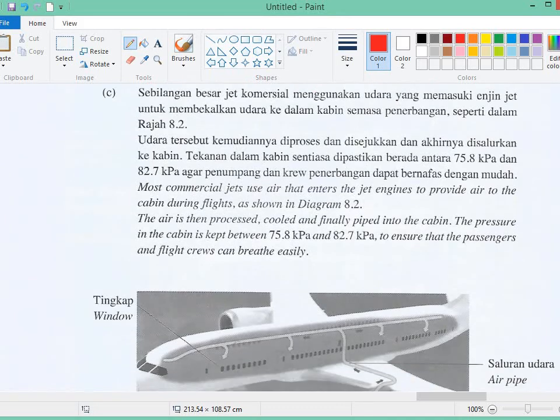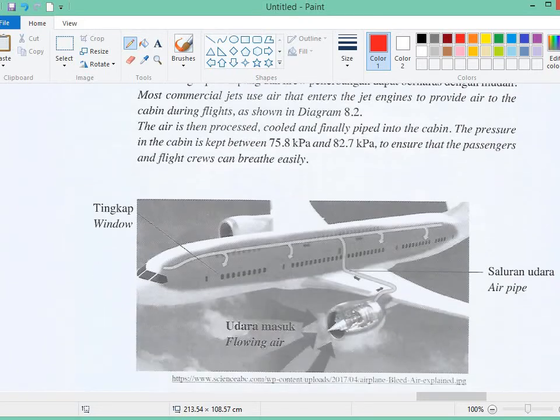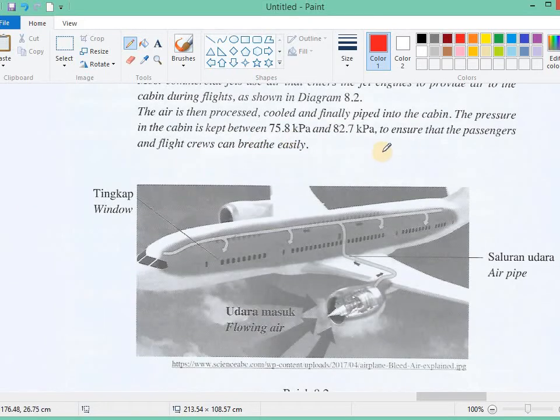Okay, next. Most commercial jets use air that enters the jet engine to provide air to the cabin during flight, as shown in diagram 8.2. The air is then processed, cooled, and finally piped into the cabin. The pressure in the cabin is kept between 75.8 kilopascal and 82.7 kilopascal to ensure that the passengers and flight crew can breathe easily.